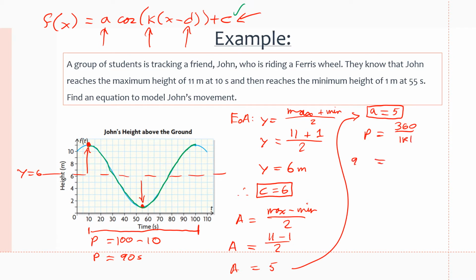So our period of 90 is going to equal 360 over k. If we do 360 divided by each side, we get 360 over 90 equals k. So k is going to equal 4.